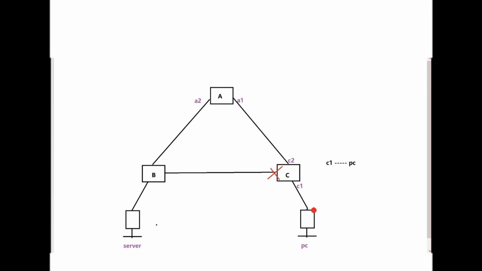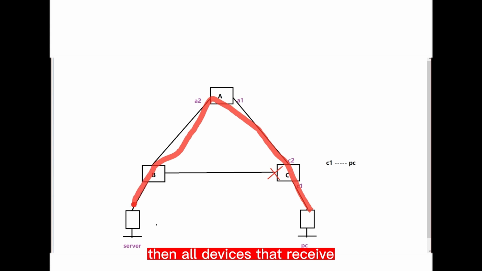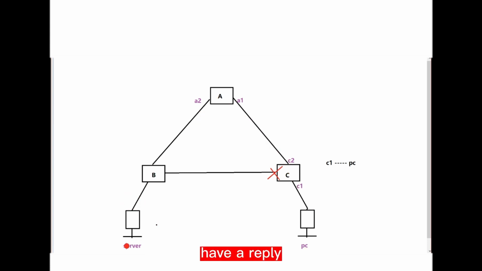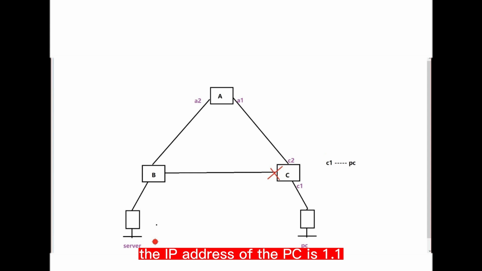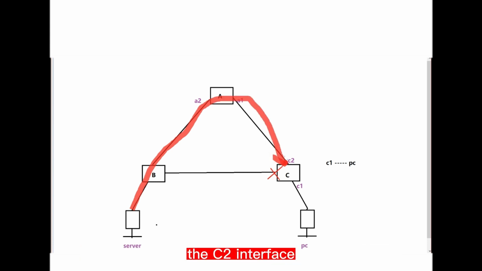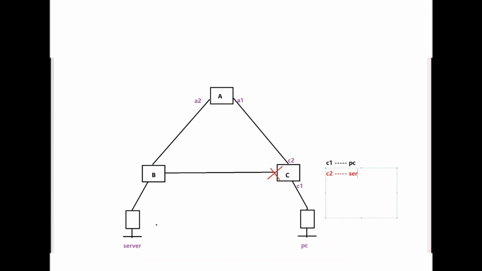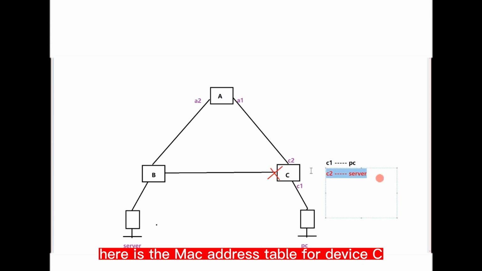Reply packet. Remember ARP? It sends a broadcast message, then all devices that receive it have a reply. For example, the PC wants to request the server. The IP address of the PC is 1.1. The server is 1.2. It needs reply packets. If the message replied by the server passes through the C2 interface, then C2 will learn the server's MAC. That is, the address corresponding to the C2 interface is the MAC of the server. Here is the MAC address table for device C.